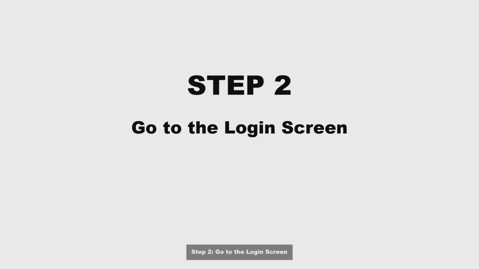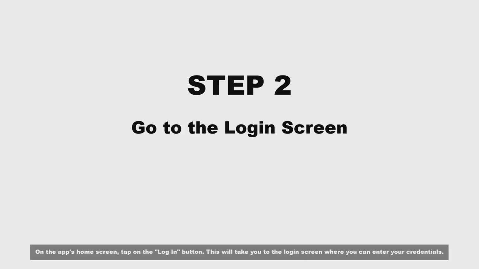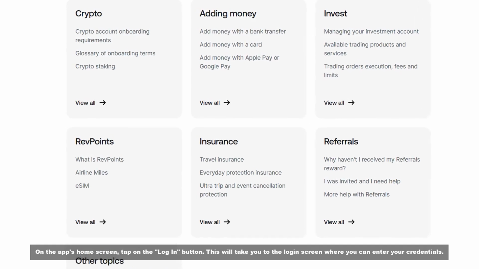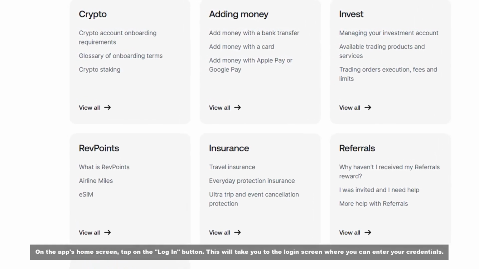Step 2. Go to the login screen. On the app's home screen, tap on the login button. This will take you to the login screen where you can enter your credentials.